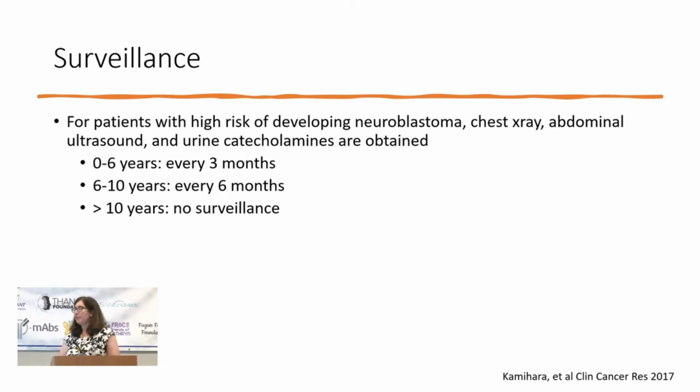In patients who have a known predisposition, we do recommend surveillance with ultrasounds of the abdomen, with x-rays of the chest, and with those urine catecholamines. More often when they're younger, so before age 6, every 3 months, these patients may have surveillance, and in years 6 to 10 with every 6-month surveillance. And because neuroblastoma, as it is in all patients, becomes less common after age 10, we typically do not do surveillance after that time, although we know that it is possible to develop a neuroblastoma after age 10, certainly.